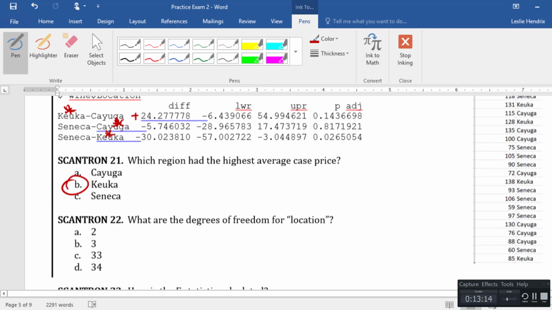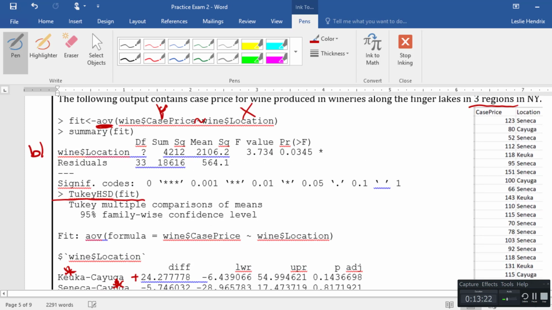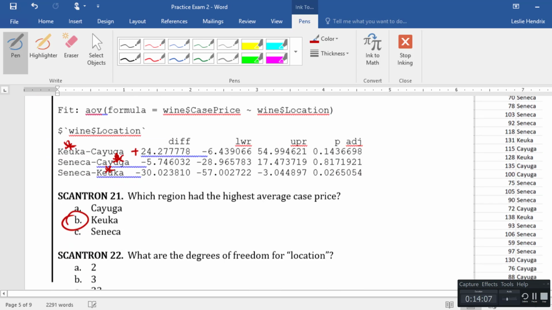All right, what are the degrees of freedom for location? So remember, in our ANOVA table, the top row is always going to be the between groups numbers, variation, sum square, mean square, degrees of freedom, all that. And then the residuals row, this bottom row, is your within. The degrees of freedom for the factor is your number of factor levels minus 1. And remember we said we had 3 levels because we have 3 regions. So the degrees of freedom for that are going to be 2.